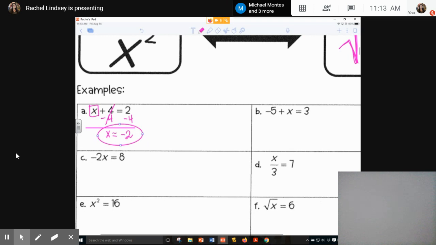Now on B, I need to isolate this x term. So I need to move what? What am I going to move? The negative 5. How am I going to do that? By adding 5 to both sides. So those cancel to 0. Bring down your x. And then 3 plus 5 gives you 8.